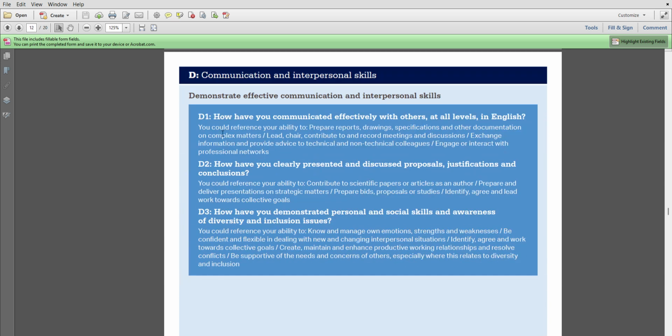Now, the D competence is on communication and interpersonal skills. So this is where you want to talk about diversity and inclusion under the D3 sub-competence. Very important. Do not leave that out. They want to see evidence of where you have worked in diverse teams.